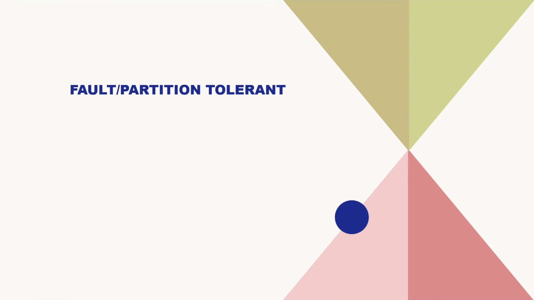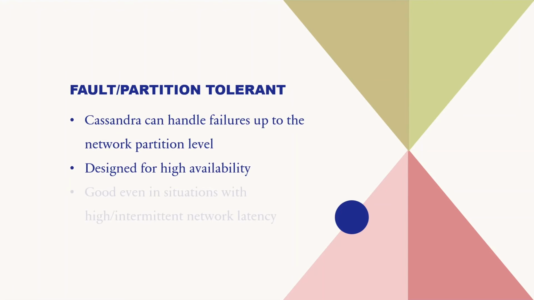Fault or partition tolerance means that Cassandra databases can handle failures at the network partition level. Even if you lose some of the messages in the failure, the database can continue to function. If a node goes down, the other nodes will use a gossip protocol to course correct. The general idea is high availability, even in situations with high or intermittent network latency.